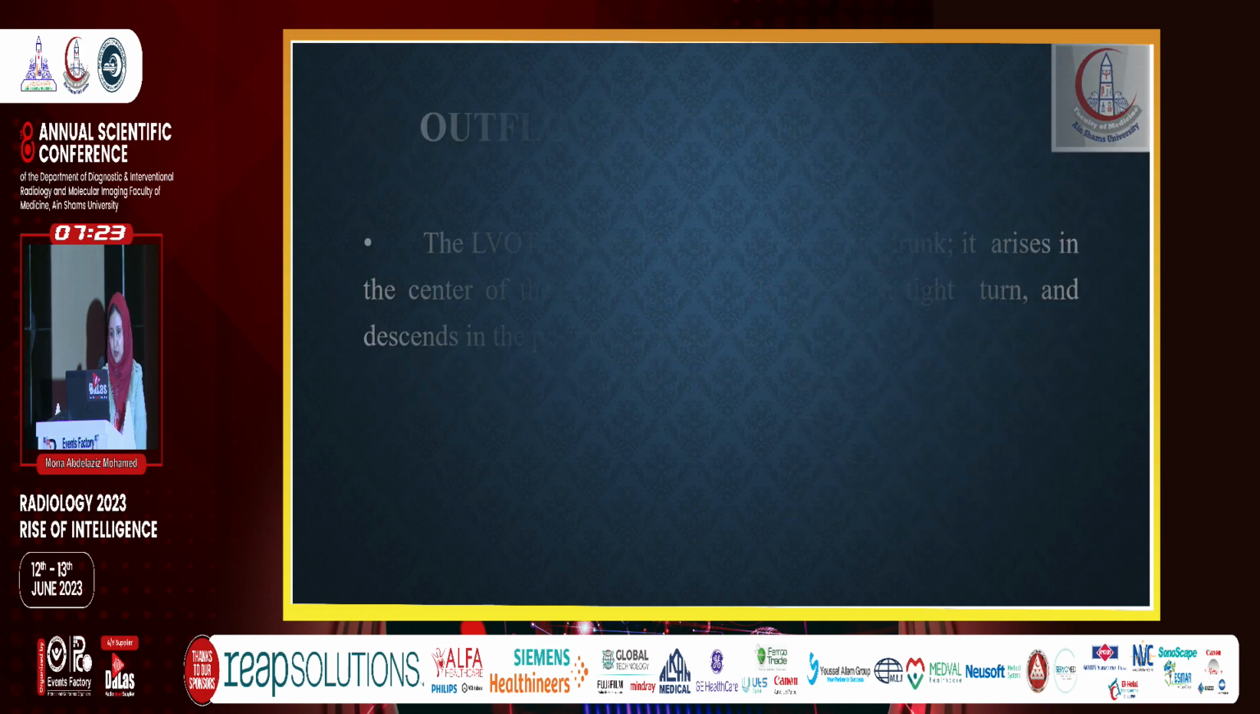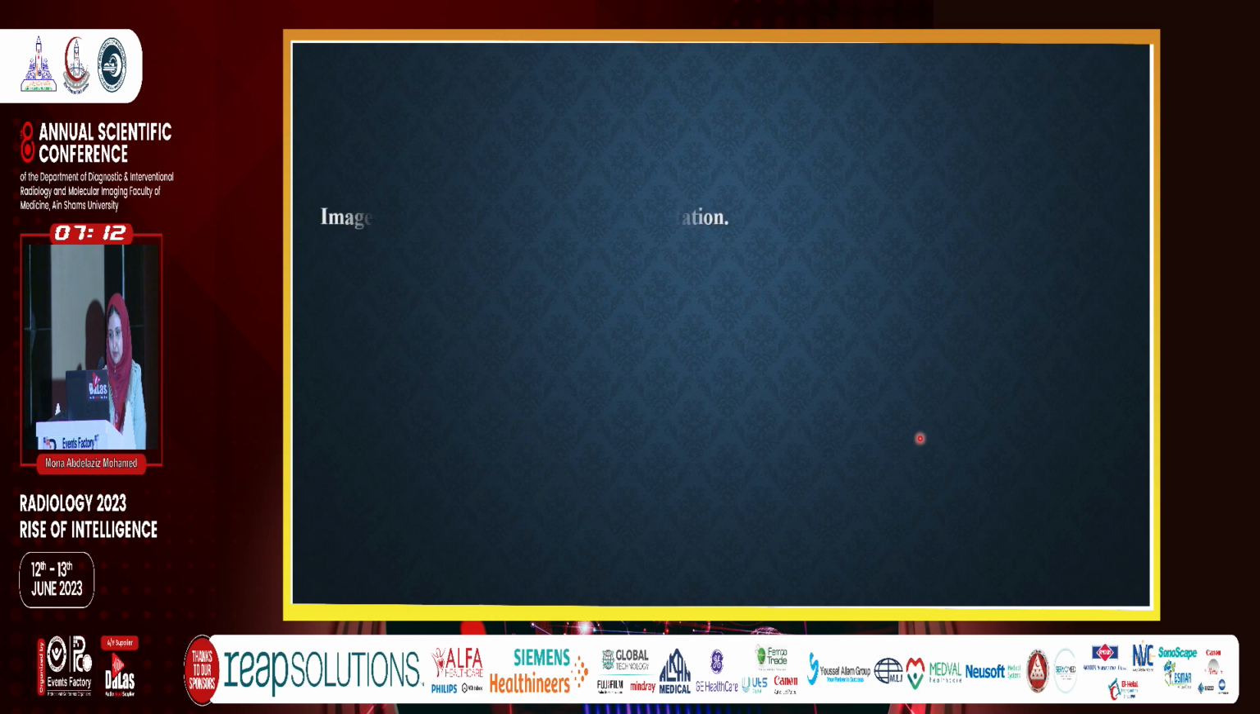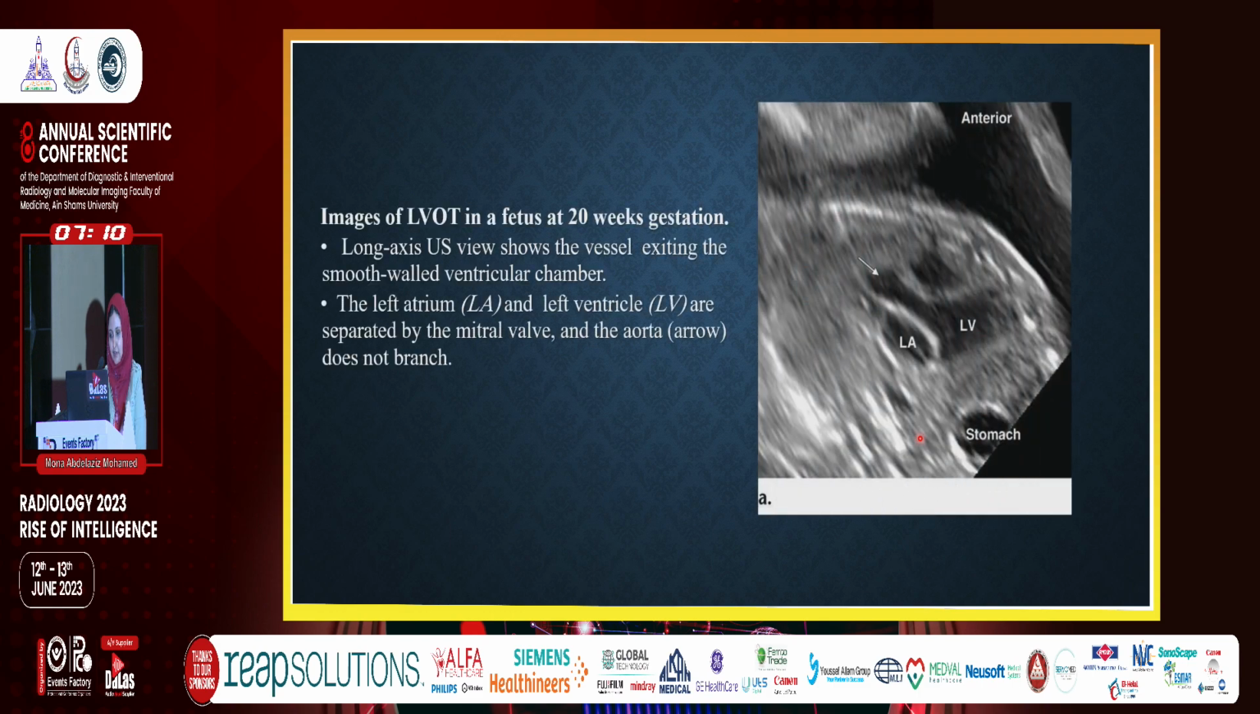We'll talk about the outflow tract views. First, the LVOT. The LVOT is formed by the aortic root and the trunk and runs in the posterior mediastinum. Here is an LVOT view. We can see the ascending aorta arising from the smooth walled ventricle, which is the left ventricle, and is not branching as in the RVOT. The pulmonary artery will branch and will give rise to the ductus arteriosus, and then to its main branches, the RPA and the LPA.